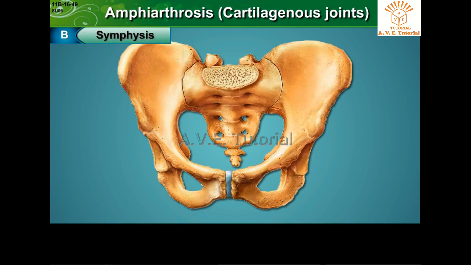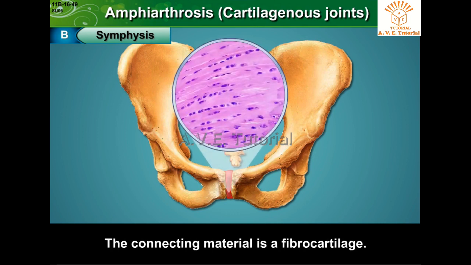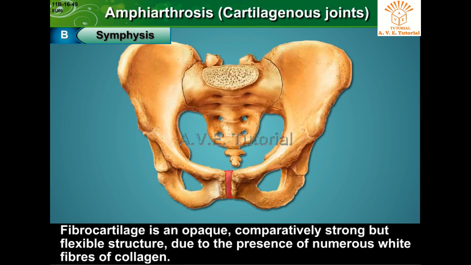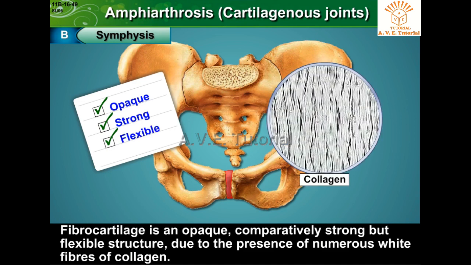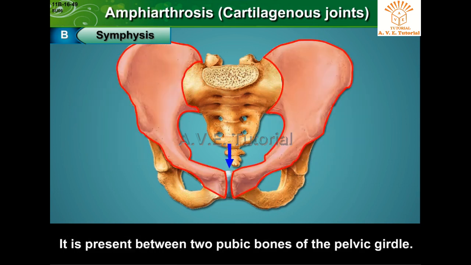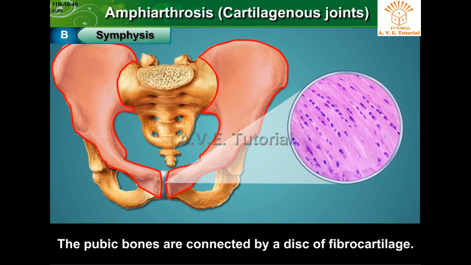B. Symphysis. The connecting material is a fibrocartilage. Fibrocartilage is an opaque, comparatively strong but flexible structure due to the presence of numerous white fibers of collagen. It is present between 2 pubic bones of the pelvic girdle. The pubic bones are connected by a disc of fibrocartilage.